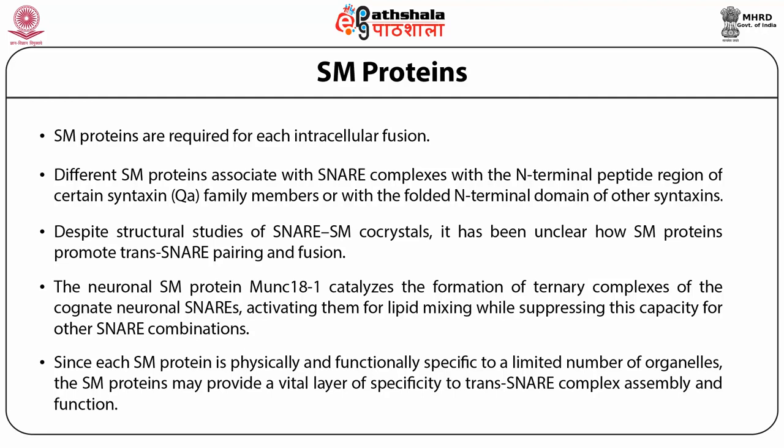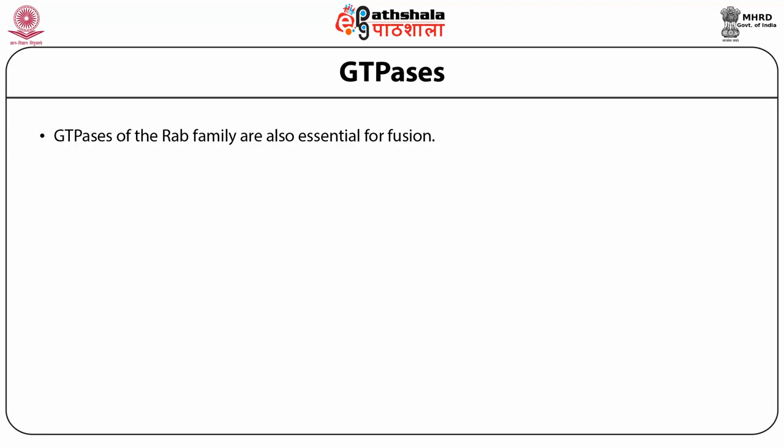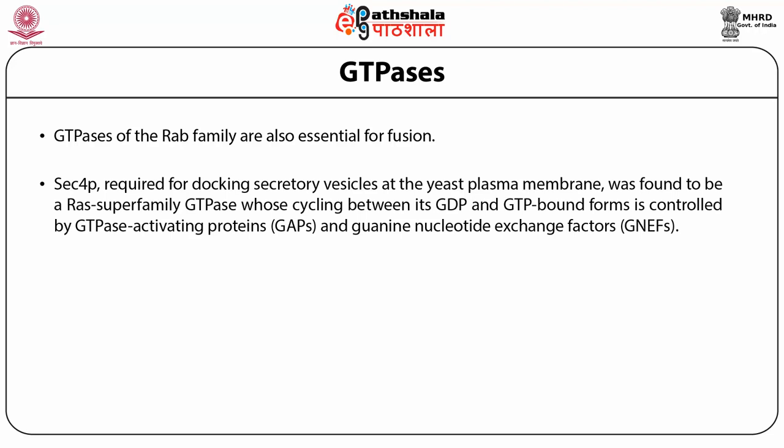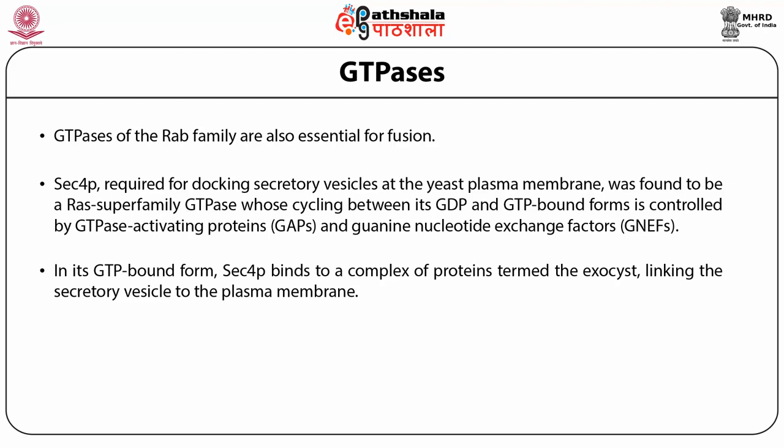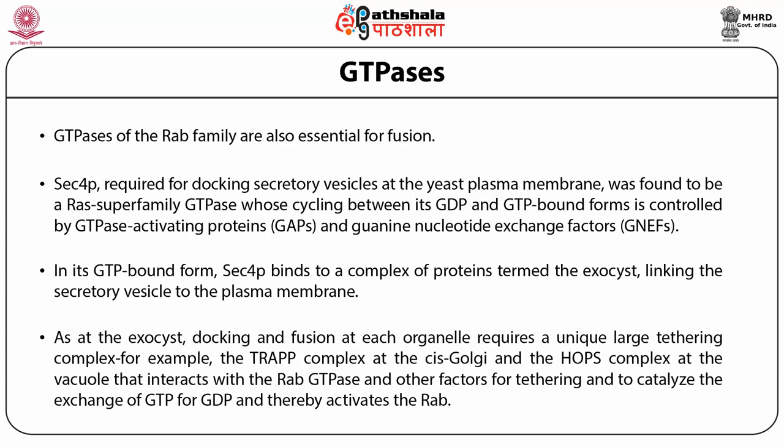Then we have GTPases, which belong to the Rab family and are very essential for fusion. Sec4p is an example. It is required for docking secretory vesicles at the yeast plasma membrane and is a Rab superfamily GTPase whose cycling between GDP and GTP bound forms is controlled by GTPase activating proteins and guanine nucleotide exchange factors. In its GTP bound form, Sec4p binds to a complex of proteins termed the exocyst, linking the secretory vesicle to the plasma membrane. As with the exocyst, docking and fusion at each organelle require a unique large tethering complex.